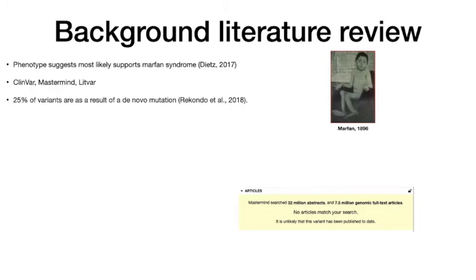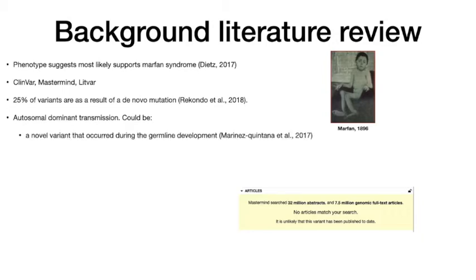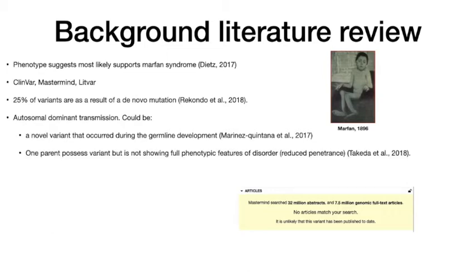Ectopia lentis and Marfan syndrome both have autosomal dominant transmission, which means that the parents either possess the variant or are normal. One of two things may be likely. A novel variant may have occurred during the germline development, or one of the parents possesses the variant but is not showing full phenotypic features of the disorder.